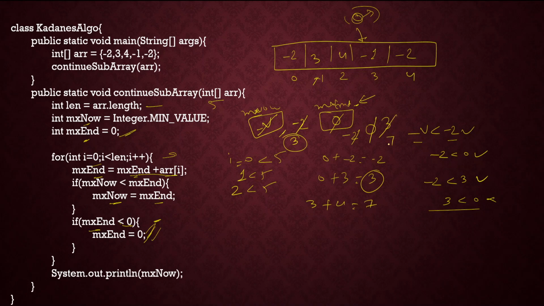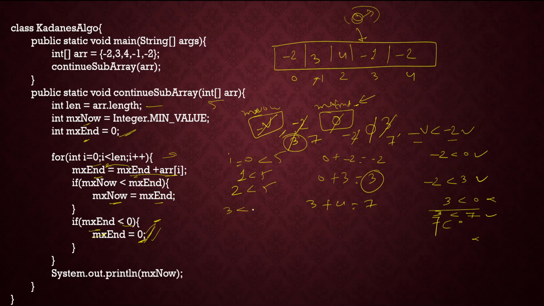7 will be placed over max_end because this value has been transferred into it. Now max_now is 3, which is less than max_end, 7. Is it correct? Yes, it is correct. So 7 will be placed here in max_now also. Now what am I going to check? max_end, which is 7, is less than 0? False. We are going to skip this part.